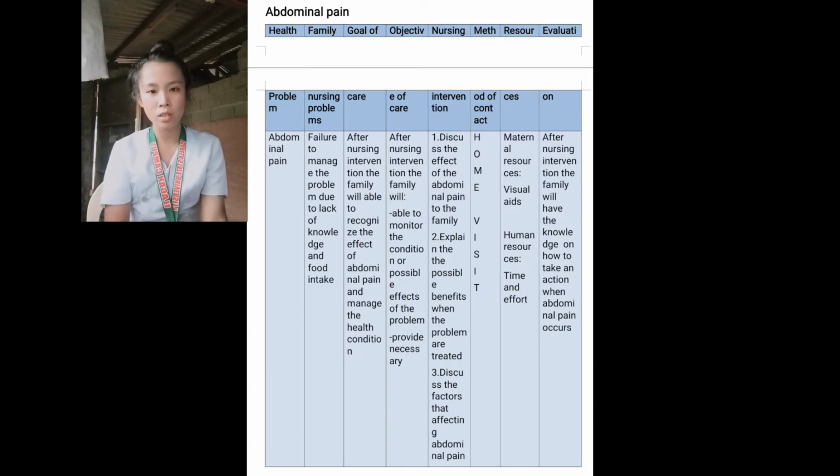Intervention: first, discuss the effect of the abdominal pain to the family. Second, explain the possible benefits when the problem is treated. And lastly, discuss the factors affecting the abdominal pain. Method of contact is through home visit. Resources: material resources is visual aids. The human resources also are time and effort. Evaluation: after nursing intervention, the family will have the knowledge on how to take action when abdominal pain occurs.